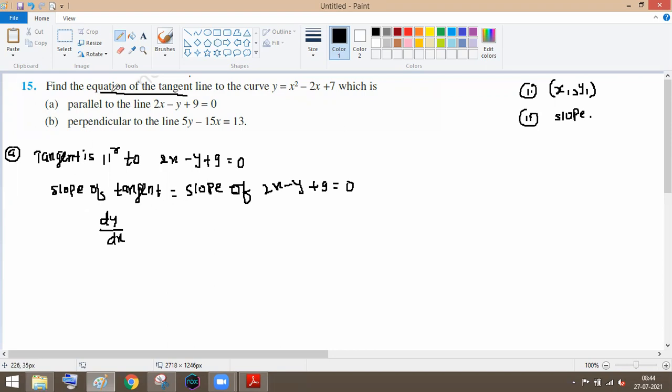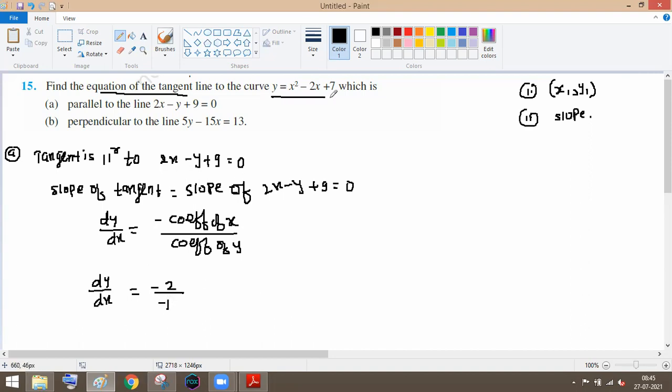In the question it is written that the tangent is parallel to this line, so the slope of the tangent is equal to the slope of this line. The slope of the tangent is dy by dx, which is equal to the slope of this line. What is the slope of the line? It is minus coefficient of x divided by coefficient of y, which you must have studied in 11th. So dy by dx equals minus the coefficient of x, which is 2, divided by the coefficient of y, which is minus 1.